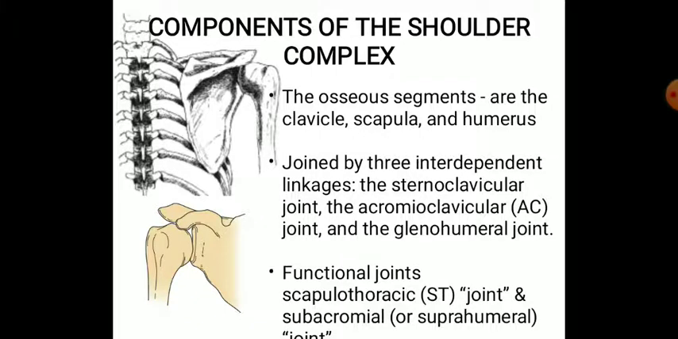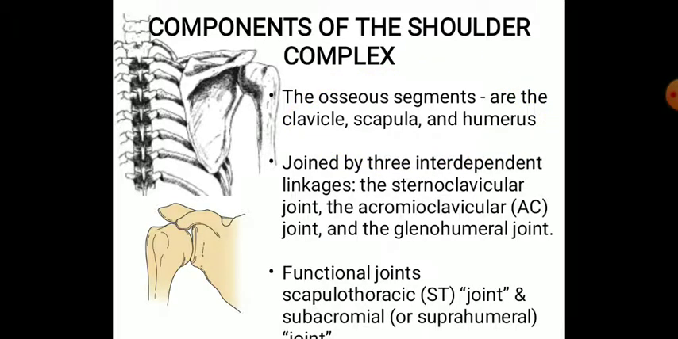First, what are the components in this shoulder complex? As I said earlier, there are multiple bones contributing to the formation of this particular shoulder complex. There are some osseous segments: the clavicle, scapula, and humerus. These are the three osseous structures that compose this shoulder region.